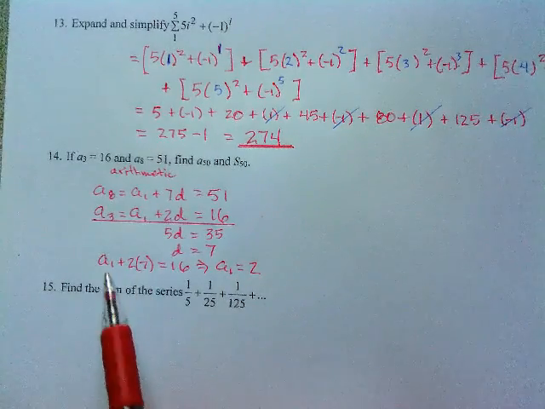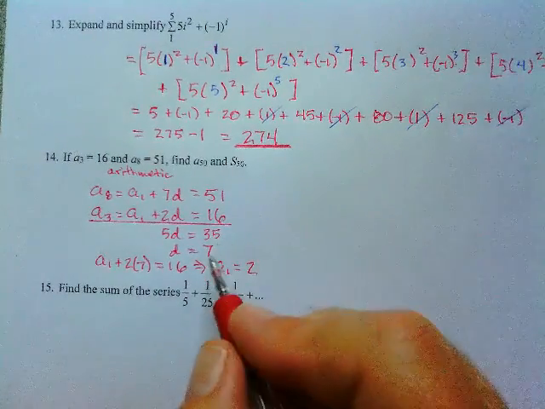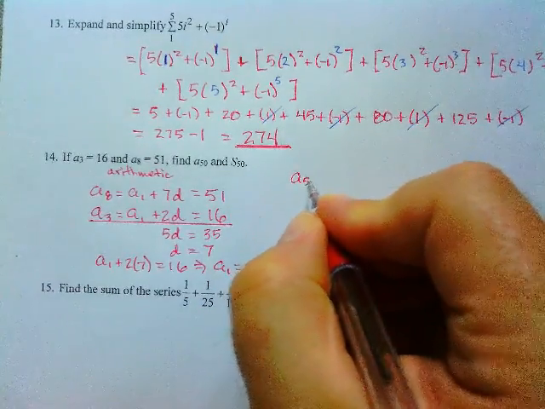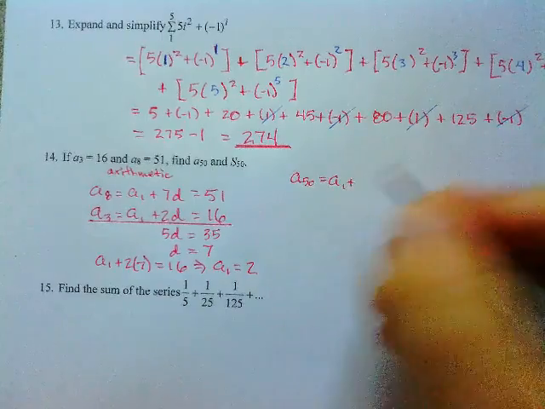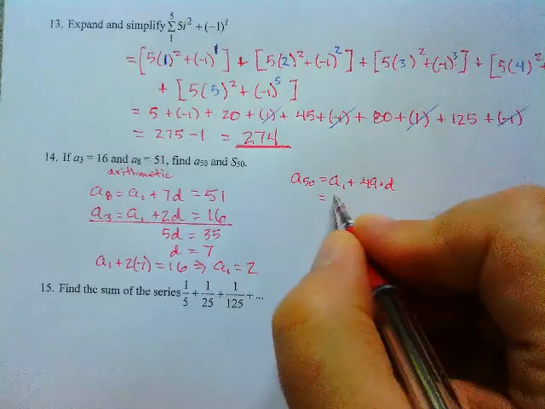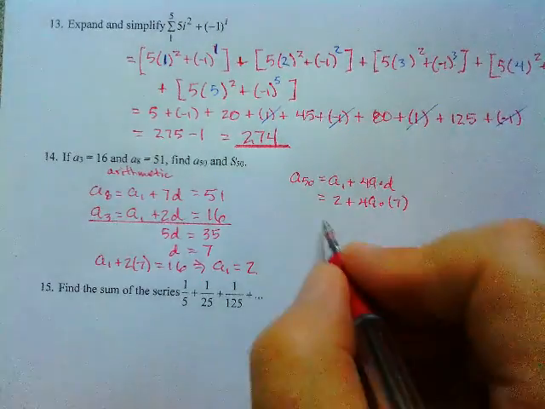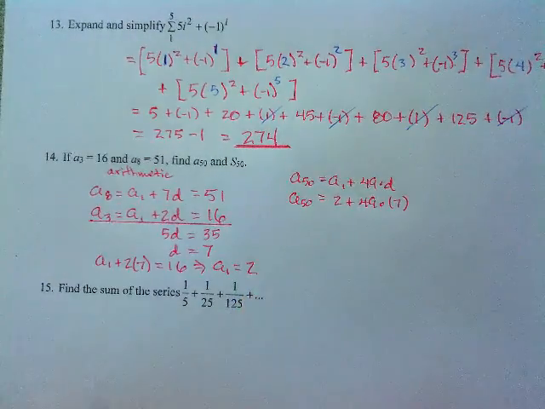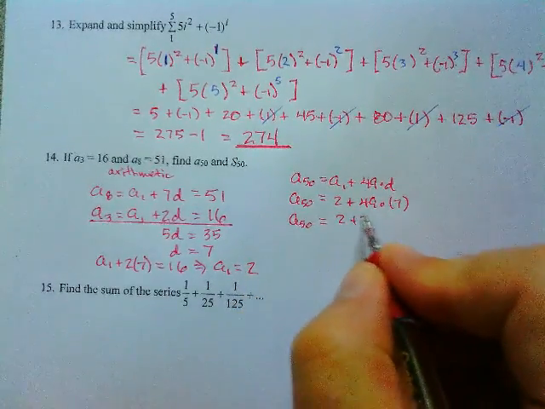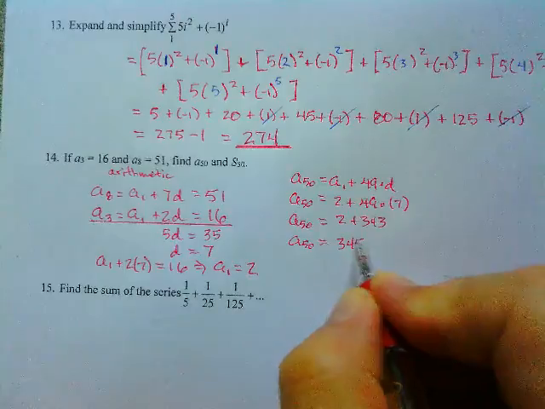2 times 7 is 14. What plus 14 equals 16? A1 is 2. Now that I have both the D and the A1, I can go find A50. Again, the general form, A1 plus 1 less than the 50, so 49 times D. So 2 plus 49 times 7. My A50 is going to be 2 plus 343, which is 345.